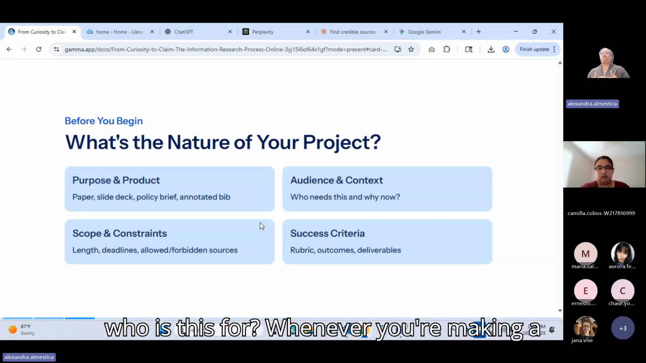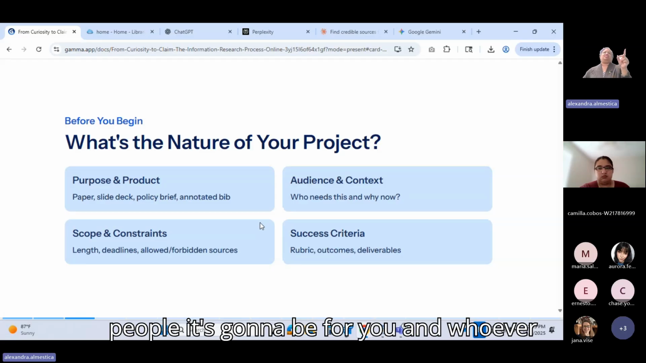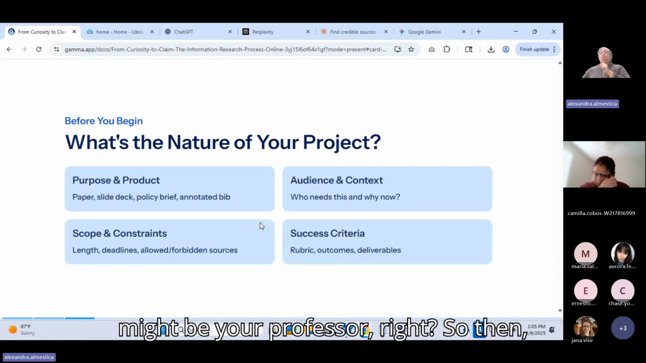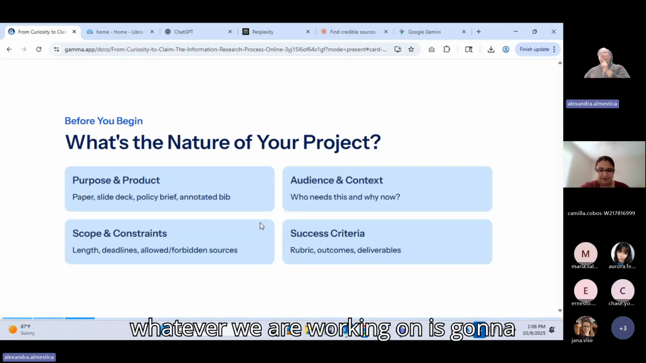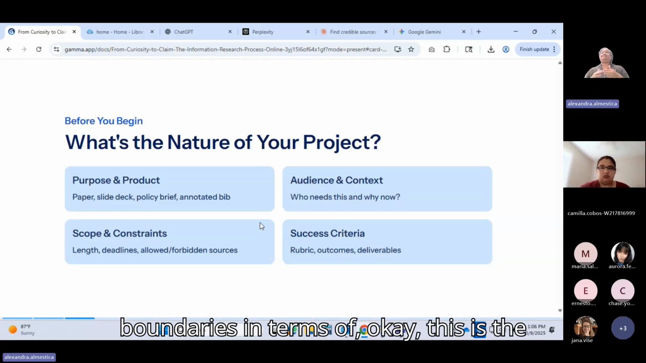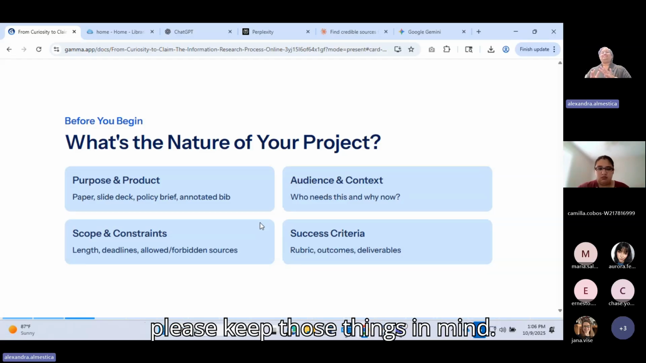And then, who is this for? Whenever you're making a project, your project is going to be for two people. It's going to be for you and whoever you're delivering to. And in that case, it might be your professor, right? So then whatever we are working on is going to have a certain parameter of boundaries in terms of, okay, this is the length, or this is how much, or this is what you can or cannot do. So please keep those things in mind.